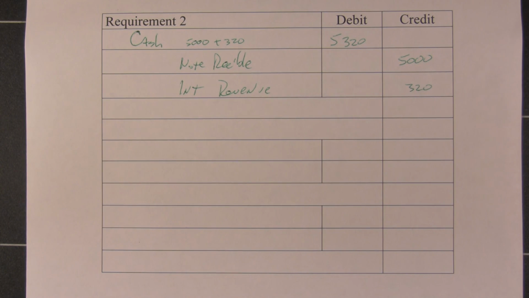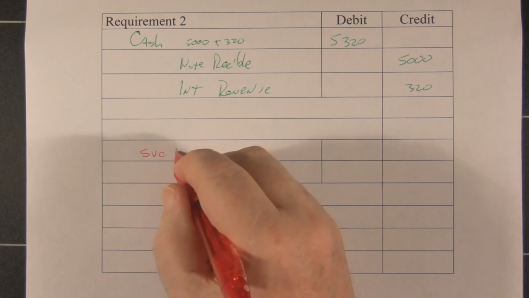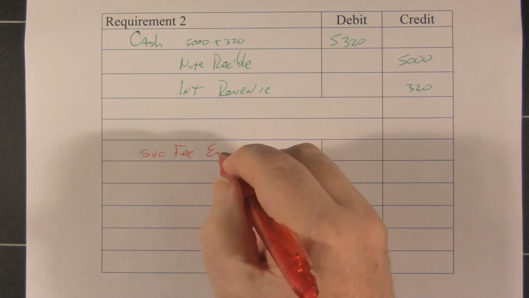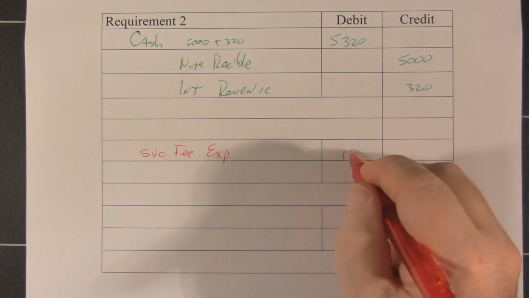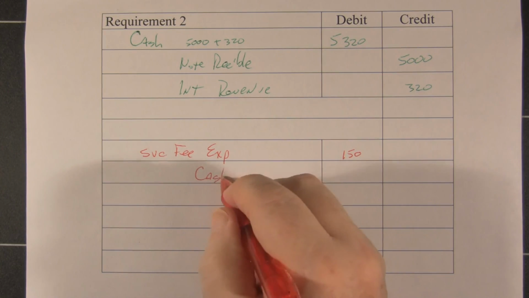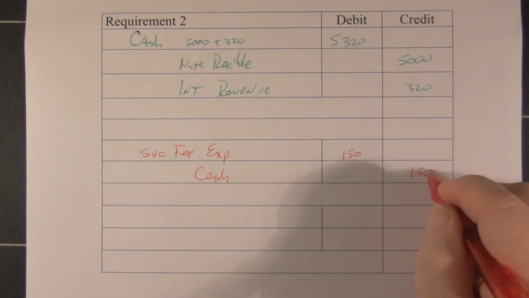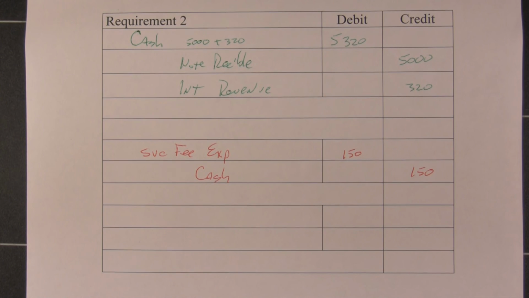Then we also have to pay or record the service fee. So we have service fee expense or bank charge expense, whatever you want to call it, $150. And that, of course, is a credit to cash of $150. That concludes exercise 411.